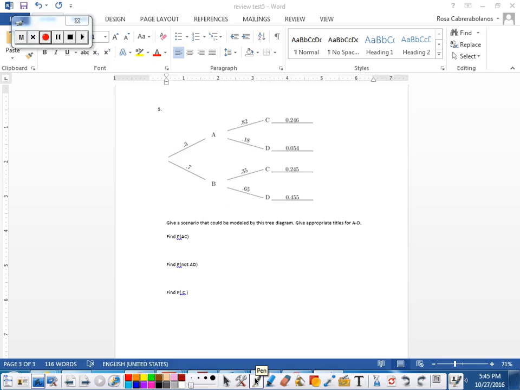I'm going to go back to the one that had boys and girls, so maybe A is for boys and B is for girls. And then this is for the orange color and this is for black because we are in Halloween mode. C is for orange and D is for black.